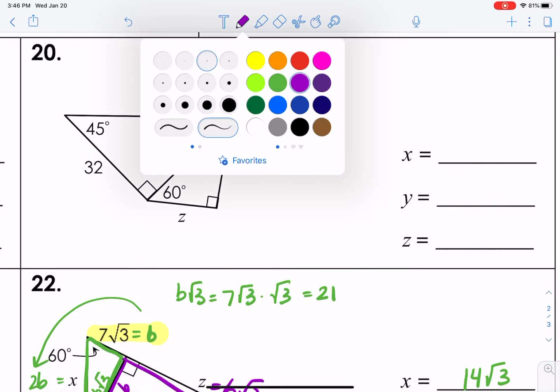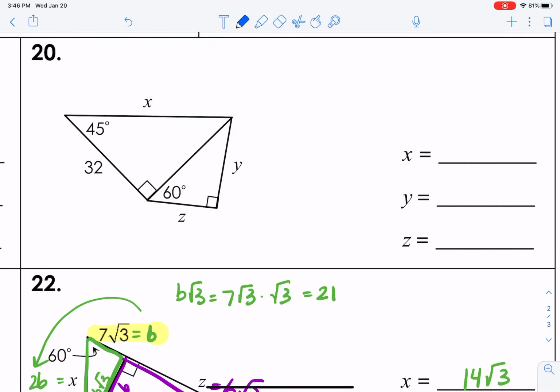The last problem that we can solve gives us the 45, 45 first. So here is A and A, which means that this side is also 32, and then this is A square root of 2, which gives us 32 square root of 2 for x.